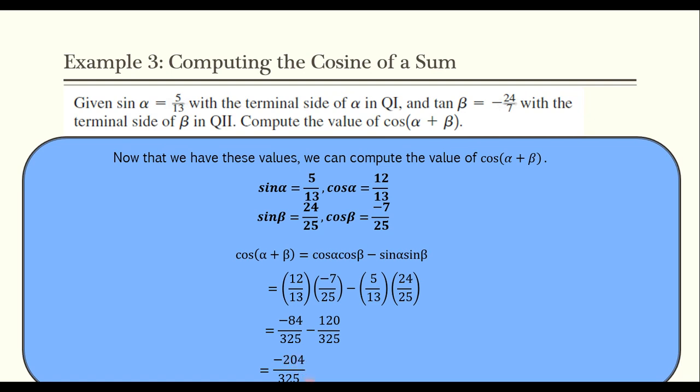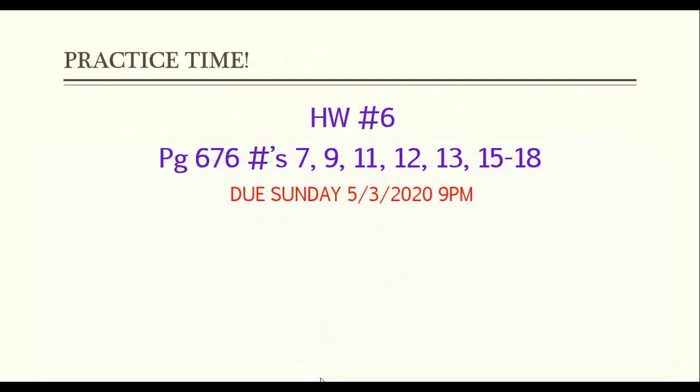So this one had a little bit of work, right? To recap, we had to figure out what we needed. We had to draw a picture to find out what we needed. And then we used our identity, something that you'll be a little bit more comfortable with now, to find the exact value of cosine of alpha plus beta. So this is where I'm going to end it today.